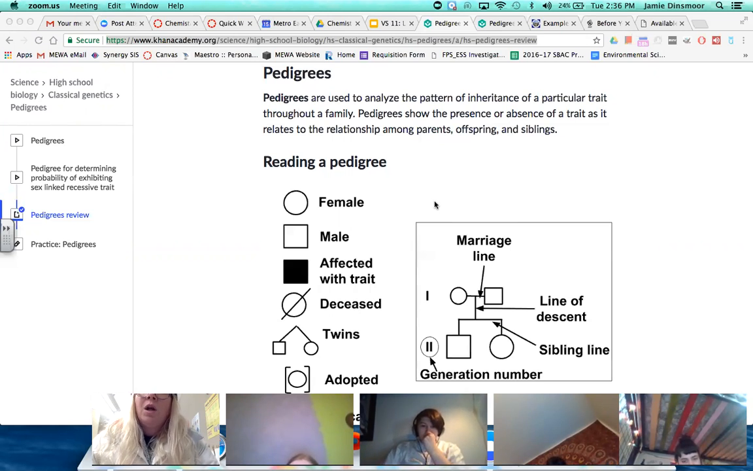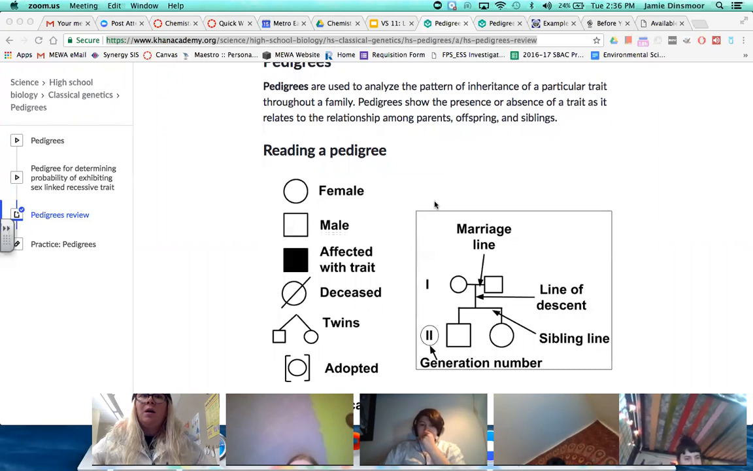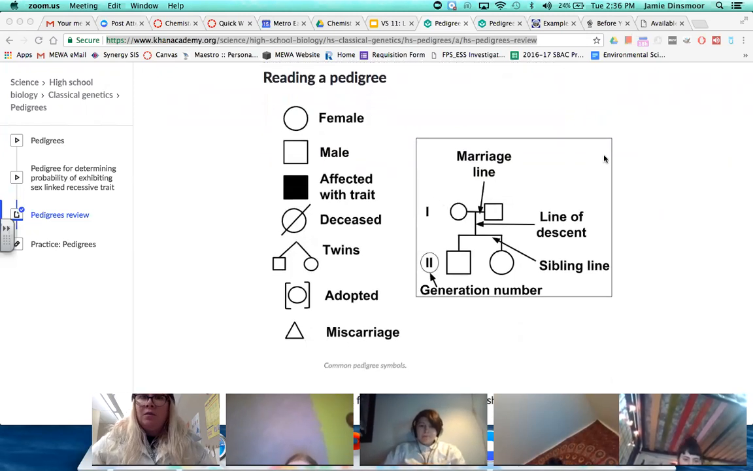Awesome, thank you. So again, it's showing a pattern of inheritance. That's the key. It's going to be showing that amongst relationships, parents, siblings, offspring to parent, parents to their parents, etc. So we have a key in order to read this, which honestly is maybe the most complicated part of the pedigree, what all the boxes and things mean. So female people on the pedigree will be a circle. Males on the pedigree will be a square.